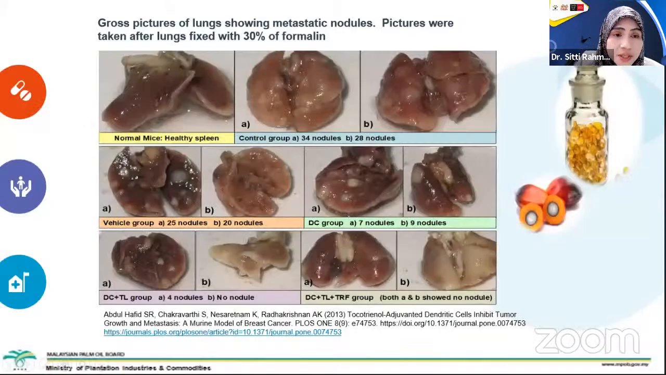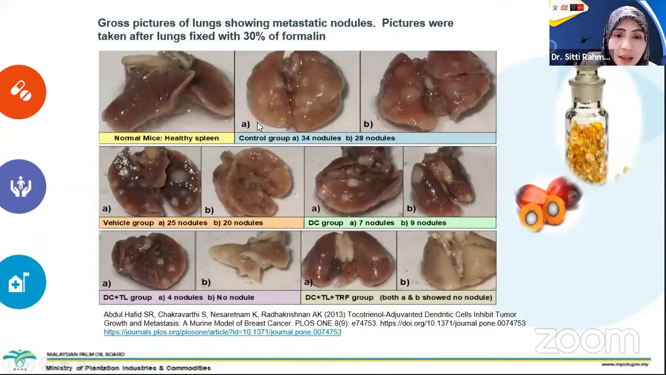Here is the gross picture taken after we sacrificed the mice, and it is fixed with 30% formalin. It is actually the lung, it's not a spleen. This is a normal mouse. We take out the lung. You can see that we can compare with the experimental model here with the TRF, this vaccine with the TRF.